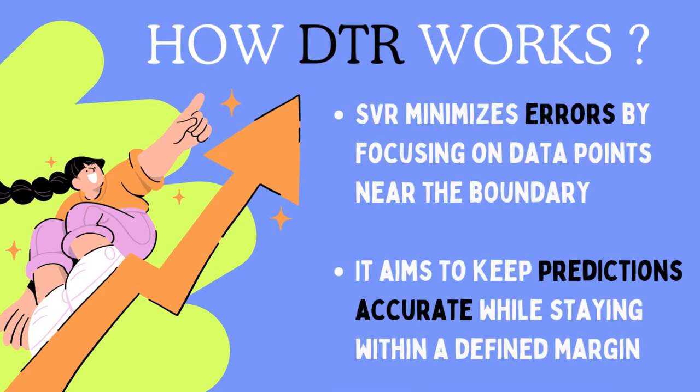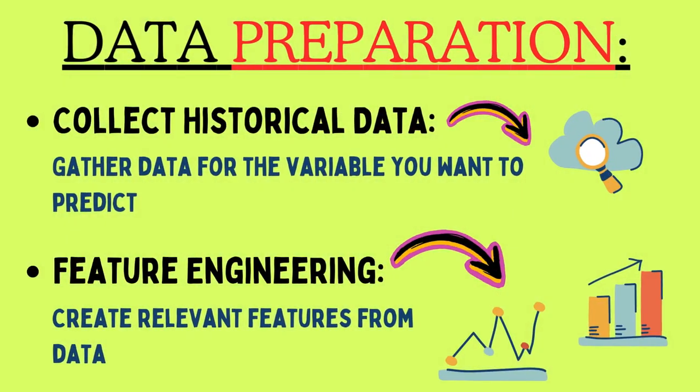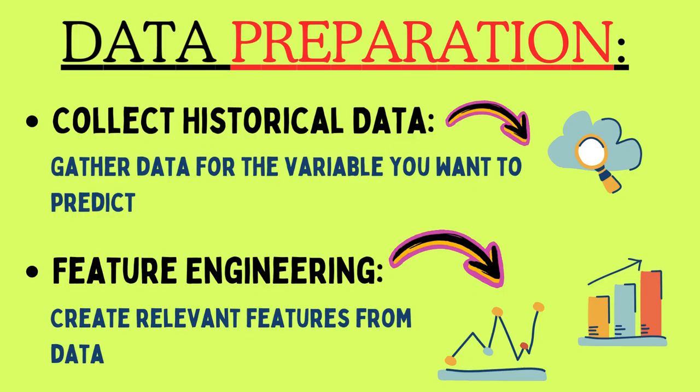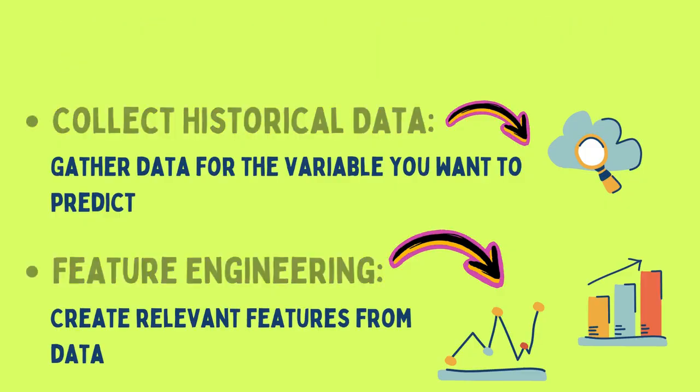How DTR works. At each node, the algorithm chooses splits that minimize prediction errors, often using metrics like mean squared error. Data preparation. Collect historical data. Gather historical data with a 5-minute time interval for the variable you want to predict. Feature engineering. Create relevant features like lagged values, moving averages, and external factors.